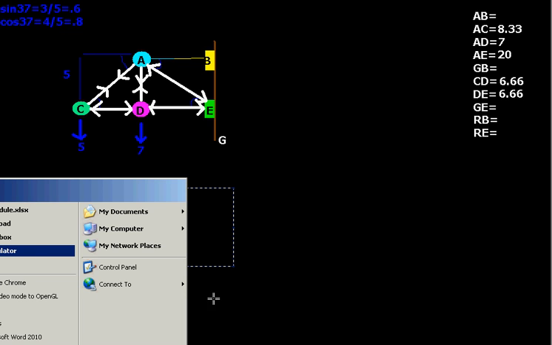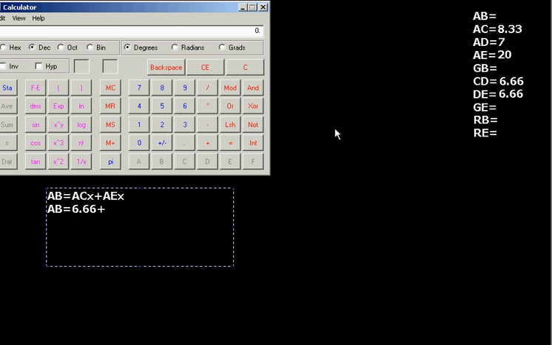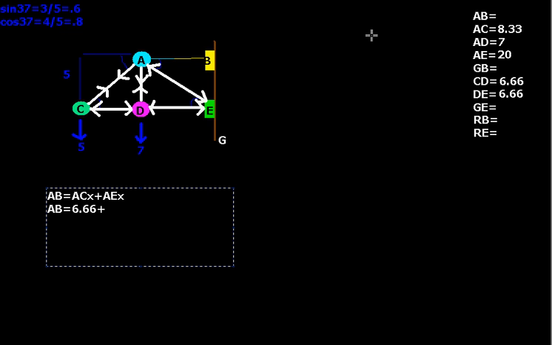But okay, so we said that our horizontal piece right here is going to be AE, the hypotenuse, the diagonal, times the cosine of the angle. So we're going to say angle is 37. Oh, silly me. Okay, our AE is 20. Our angle is 37, and we have that the cosine is 4/5. So if we multiply 20 by 4/5, we get 80 over 5, and that turns out to be 16. 80 divided by 5 is 16. Did I do that right?